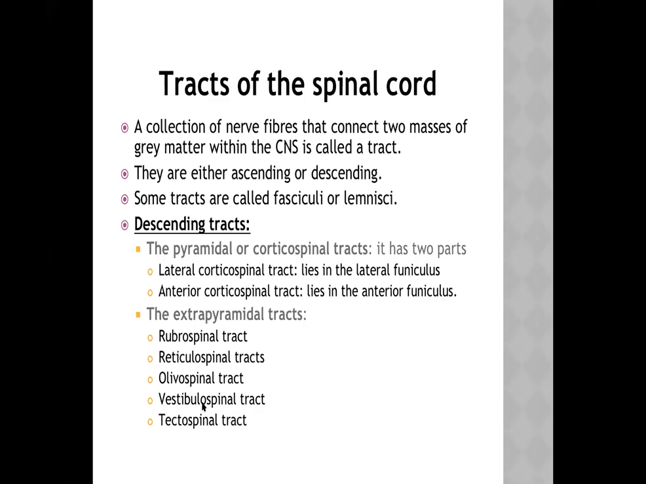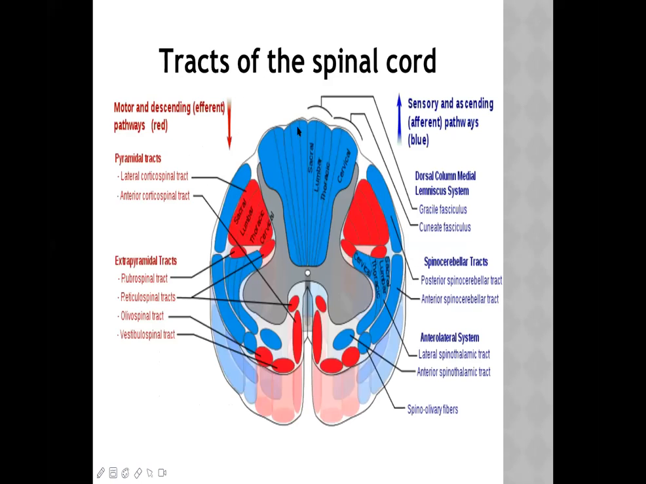Remember the eighth cranial nerve, that is known as vestibulocochlear nerve. So vestibular division of the eighth cranial nerve arises from the vestibular nuclei. And tecto, tectum is also part of midbrain. So tectospinal tract. So these are the different examples.